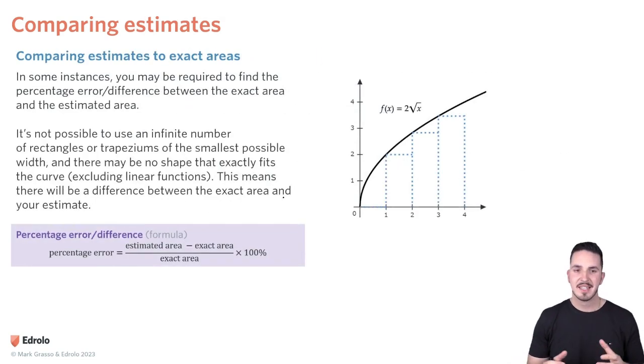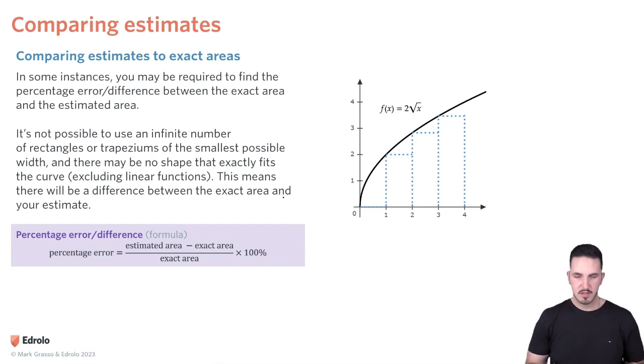So comparing estimates to exact areas. In some instances, you may be required to find the percentage error or difference between the exact area and the estimated area. This is a particularly common application question, and potentially appears in some extended response questions as well. It isn't possible to use an infinite number of rectangles or trapeziums of the smallest possible width, and there may be no shape that fits the curve exactly, excluding linear functions. For example, you could use a right-angled triangle to find that area. So at times, apart from linear functions, there may be a difference between the exact area and your estimate.